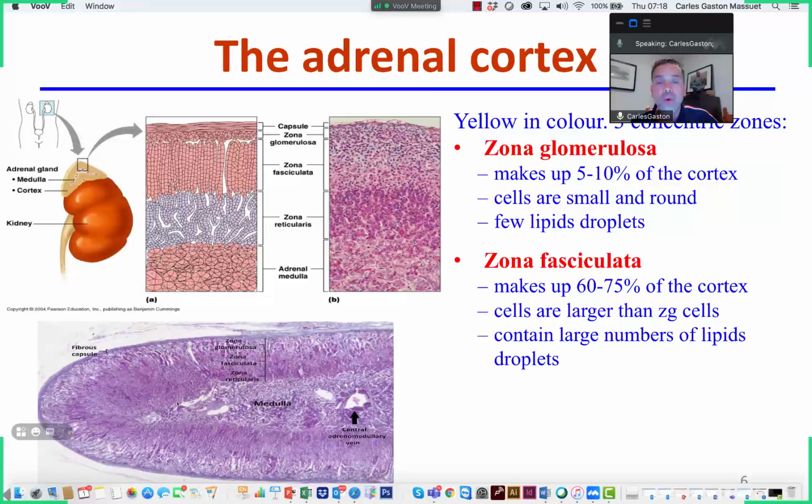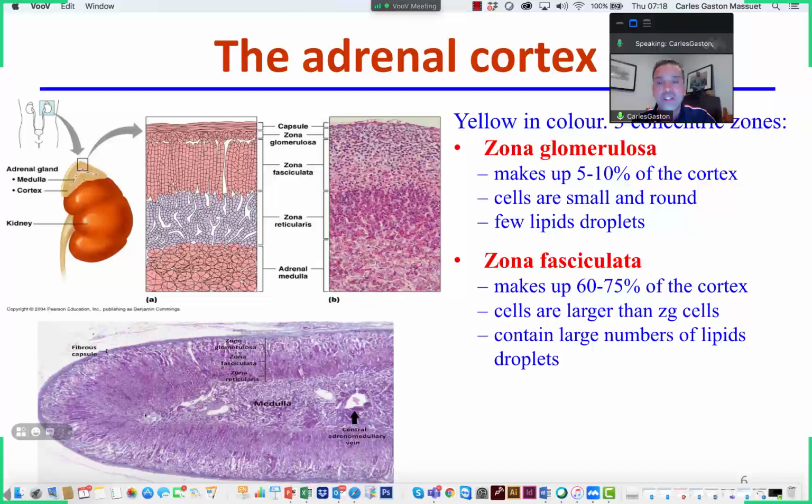If we look through a histological section of H and E, we can see here the very thin layer of capsular cells. And also we can see the zona glomerulosa.